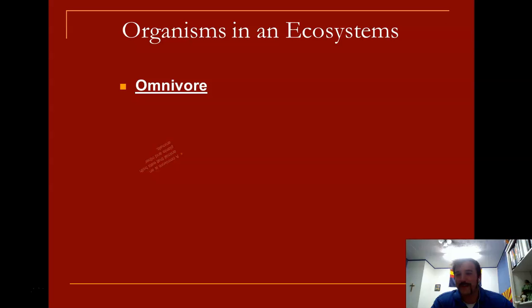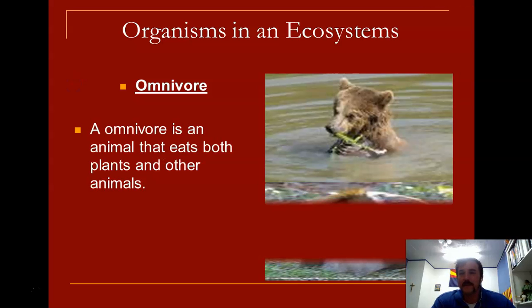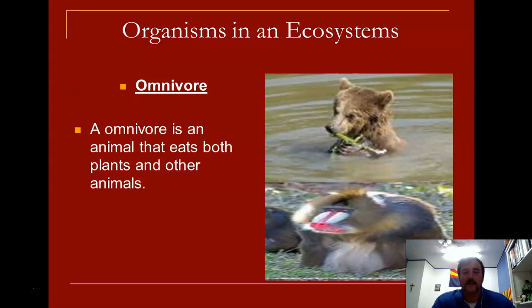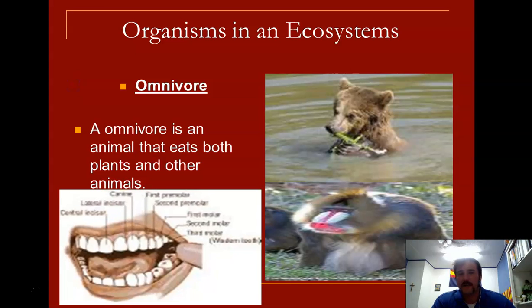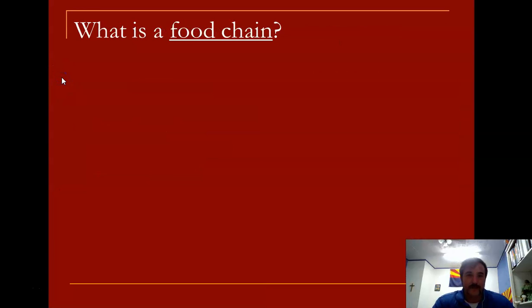Now there are animals like us. Omnivores eat both meat and plants. Bears and monkeys are some of the famous ones, but again, look in the mirror and you see them because you do the same thing. In fact, that's why God made our mouth with both types of teeth, to eat both meat and plants. Same with the bear's mouth and a monkey's mouth. All omnivores, right? Now, the reason I reviewed that is because that's what you're going to see in food chains.